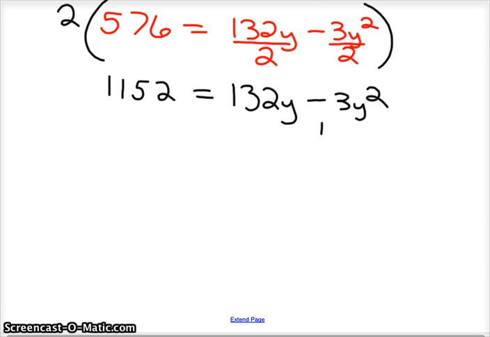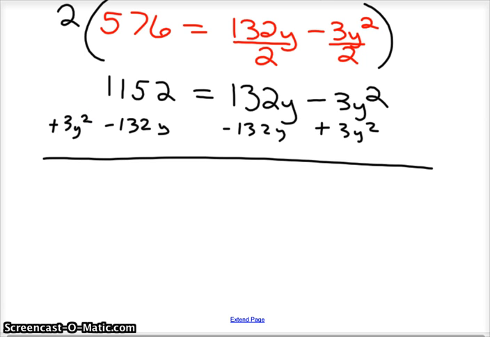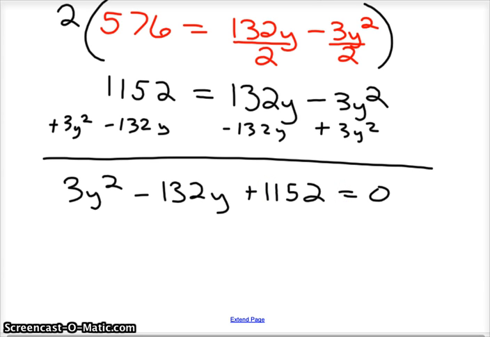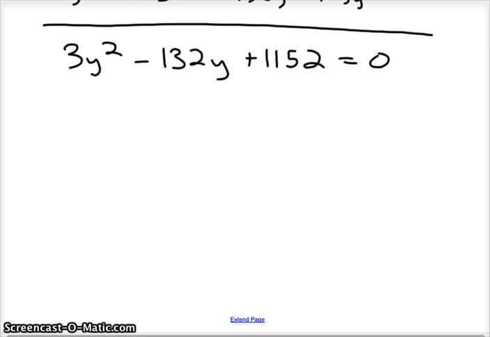So you would add 3y squared over and subtract 132y from both sides. So I'll just stick them over here so we balance out our equations. And so we'd have 3y squared minus 132y plus 1,152. And I put it in descending order so that I can factor it or use the quadratic formula.